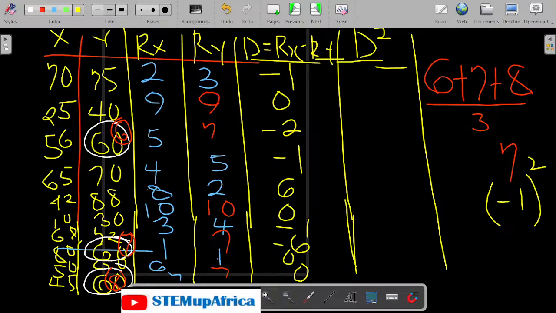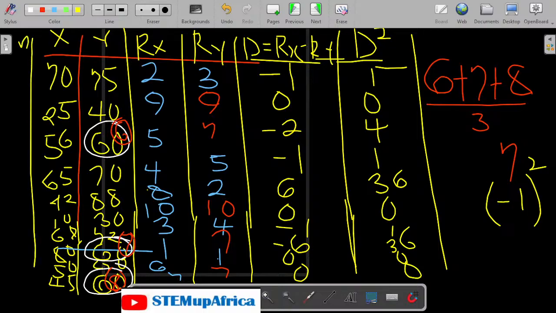If I square minus 1, I will have 1. If I square 0, I get 0. If I square minus 2, I will have 4. If I square minus 1 again, I will have 1. If I square 6, 36. If I square 0, it is 0. If I square minus 1, it is 1. If I square minus 6 again, 36. Then 0 and 0. So now that I've gotten the numbers, how many numbers are here? You can put a serial number, starting from 1, 2, 3, 4, 5, 6, 7, 8, 9, and 10. Or just count the numbers. So we have 10 numbers.